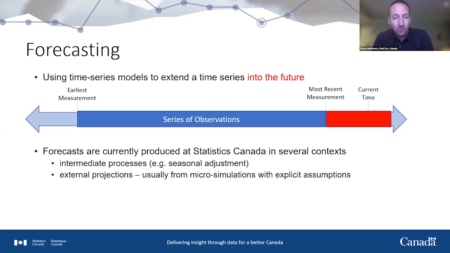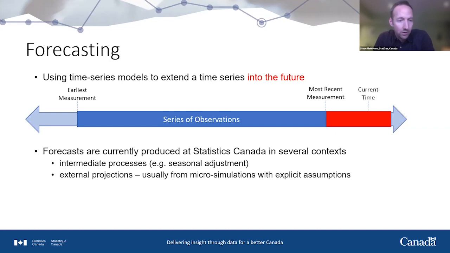Forecasts are currently produced at StatsCan in a few contexts, but mainly they're not published externally. I'll talk about a policy, I think, on the next slide, but we do use them as intermediate inputs to different processes. For example, seasonal adjustment does use some forecasting to make the estimates more robust, but we don't actually publish the forecasts. They're just used behind the scenes in the seasonal adjustment process.